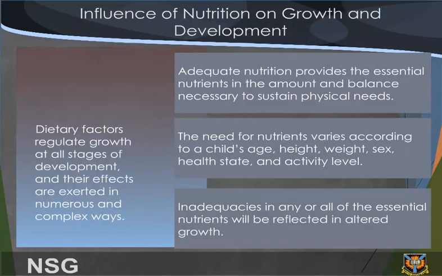Influence of nutrition on growth and development. Dietary factors regulate growth at all stages of development, and their effects are exerted in numerous and complex ways. Adequate nutrition provides the essential nutrients in the amount and balance necessary to sustain physical needs. The need for nutrients varies according to a child's age, height, weight, sex, health state, and activity level. Inadequacies in any or all of the essential nutrients will be reflected in altered growth.